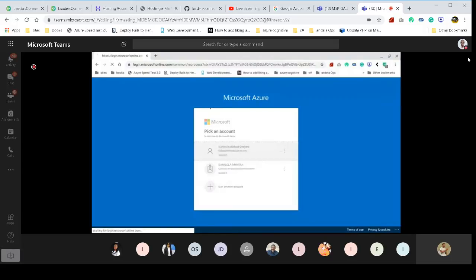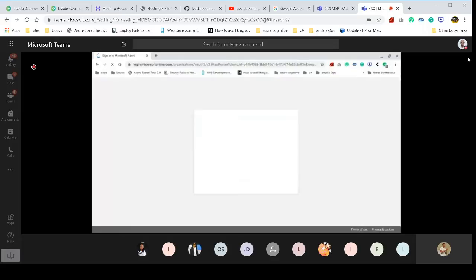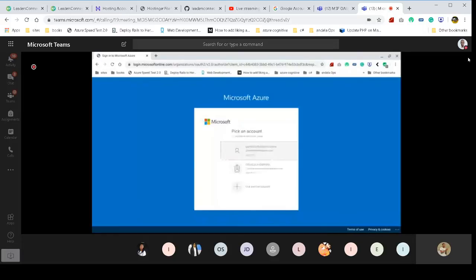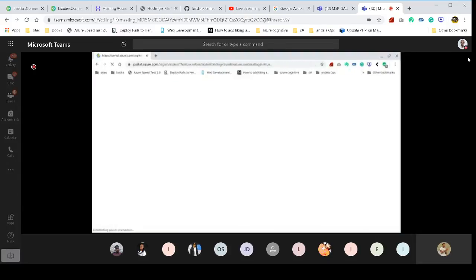So while I'm signing in, I'll just explain what I'm doing. There seems to be some issues I'm having with signing in. But what I'll be doing with Computer Vision is I'm going to be creating a Computer Vision service, and then we'll be getting the API key. So the way Computer Vision service works is you can interact with it via an API key and have the full experience of Computer Vision.